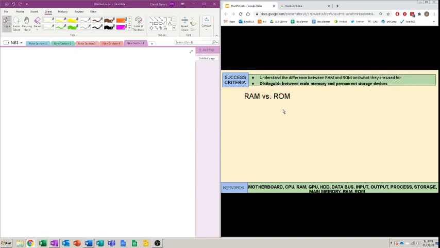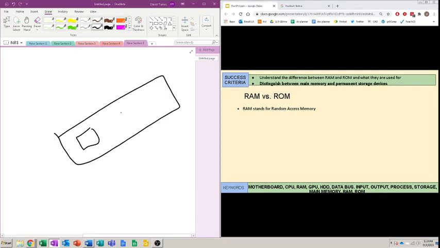So, our next objective is to think about the difference between RAM and ROM and what they're used for. So, RAM stands for Random Access Memory, and you'll hopefully have seen this inside of a computer if you have a desktop. If you have a laptop, you probably won't, because taking things to pieces on a laptop is very difficult. But RAM looks like just a stick, and it has lots of little chips on it.